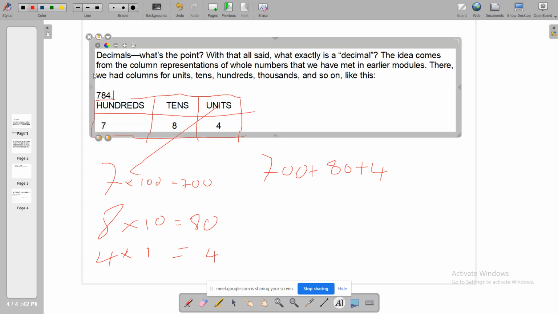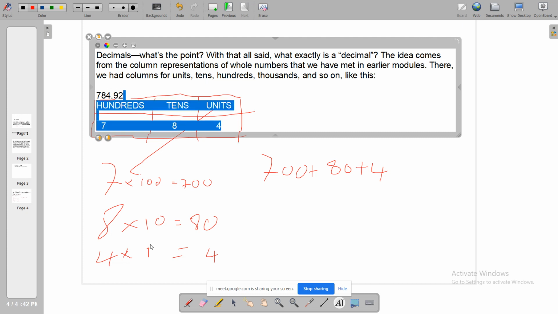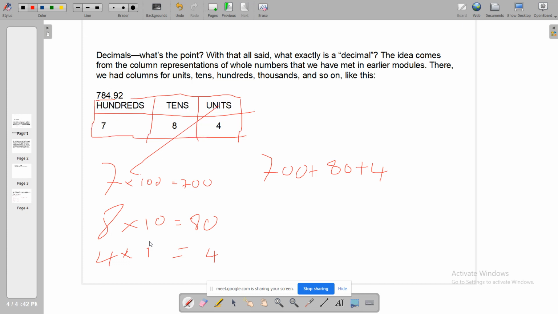Okay, so 92, let me do it 92. So 0.92, this is what I'm having here. Okay, so this is the number. So if I come here, I'm just going to extend my diagram that I have here. So I'll extend this one here, and I'll extend this one here.